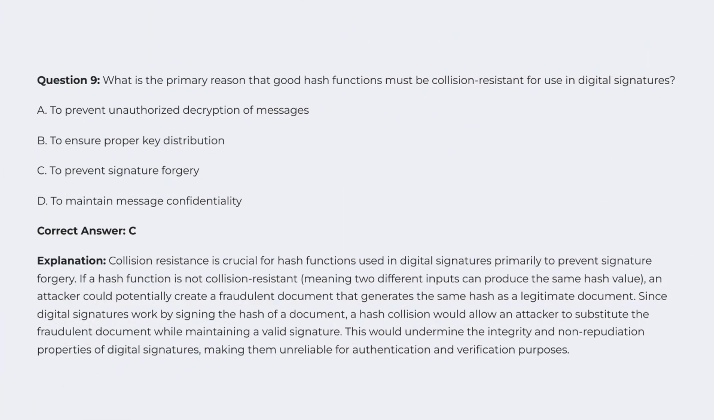Correct answer, C. Explanation. Collision resistance is crucial for hash functions used in digital signatures, primarily to prevent signature forgery. If a hash function is not collision resistant, meaning two different inputs can produce the same hash value, an attacker could potentially create a fraudulent document that generates the same hash as a legitimate document. Since digital signatures work by signing the hash of a document, a hash collision would allow an attacker to substitute the fraudulent document while maintaining a valid signature. This would undermine the integrity and non-repudiation properties of digital signatures, making them unreliable for authentication and verification purposes.